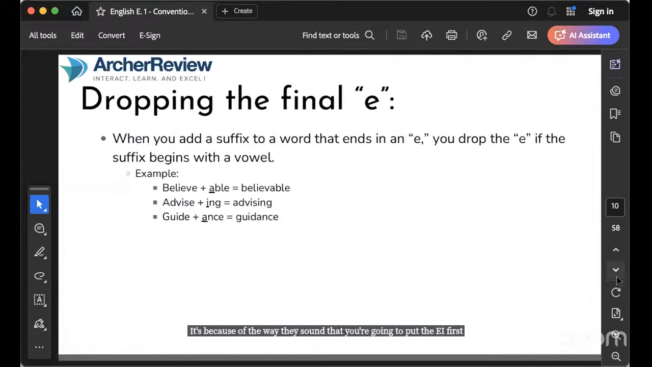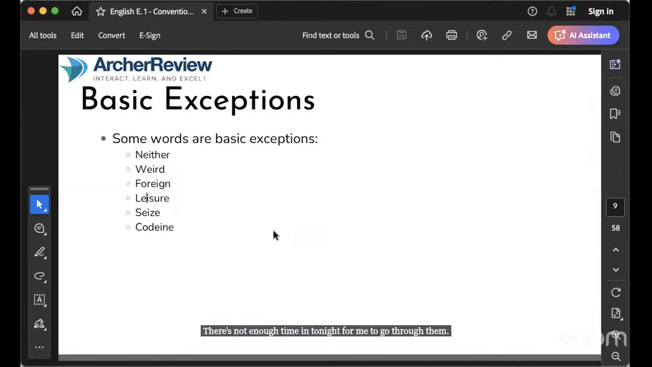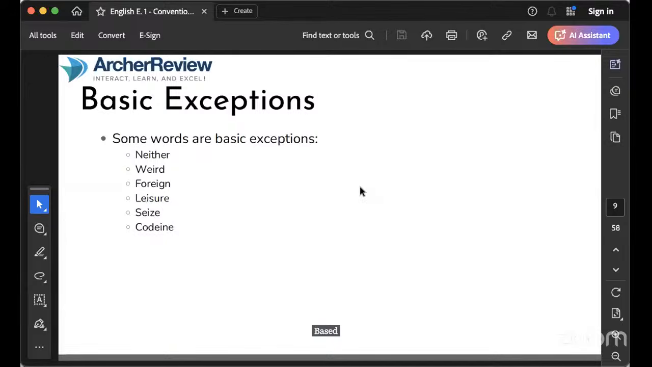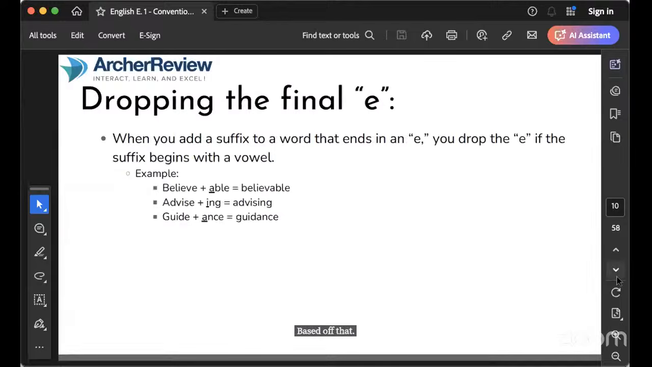And like I said, there's not enough time tonight for me to go through them. Like one's a double E rule, like geese, when it makes that E sound, like seize. There's a lot of those rules. So if that's something that you feel you might need to go back to, make a note really quick for yourself and check out those on-demand videos because they break them down based off that. So that's the quick rundown of the I before E.